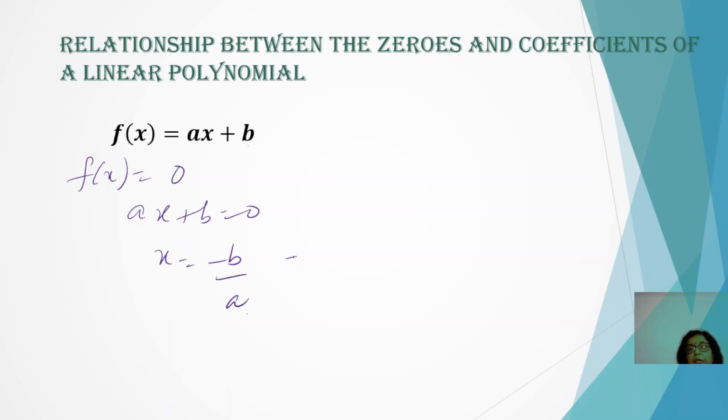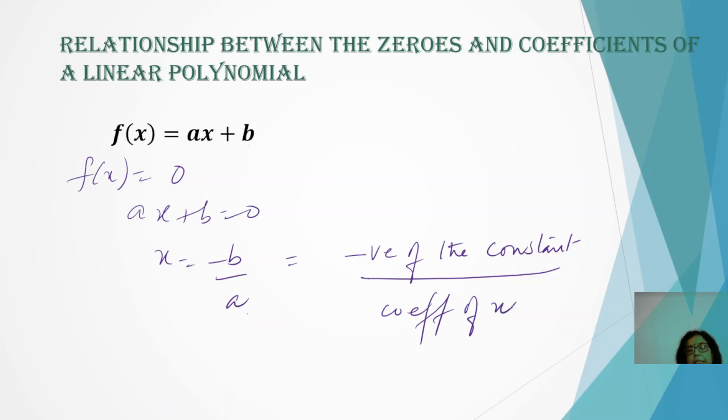In the case of a linear polynomial, it is the negative of the constant term divided by the coefficient of x. But in the case of a quadratic polynomial, what happens?